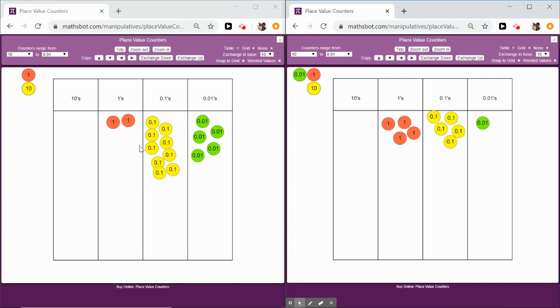This one has 2 ones. This one has 4 ones. So let's just write that. So that's 4. And here, point 5, 1. We've got 4 whole ones, 5 tenths, and 1 hundredth. So it's 4.51.